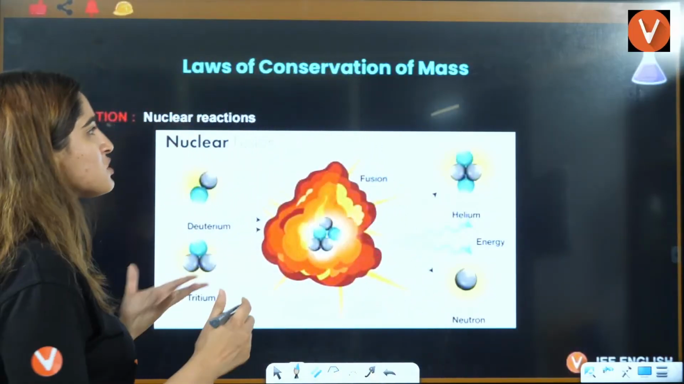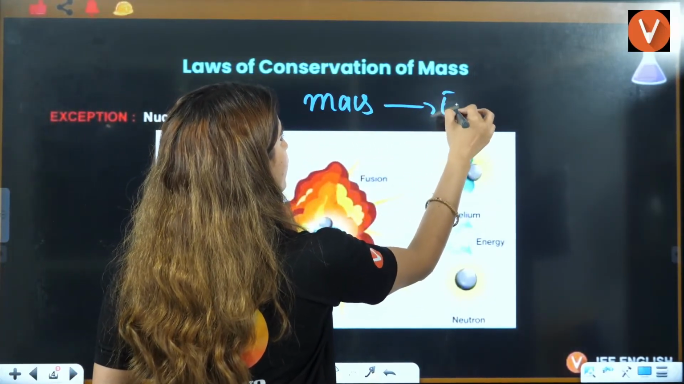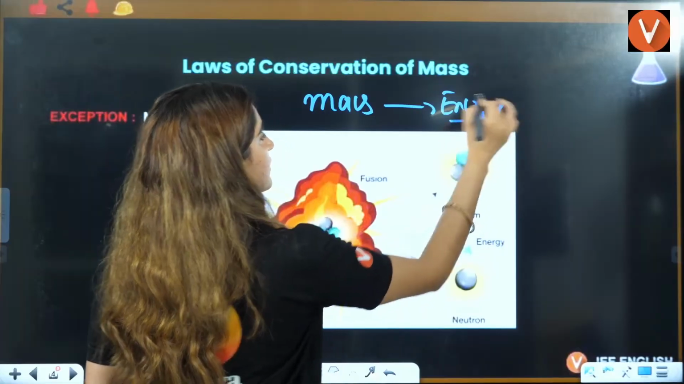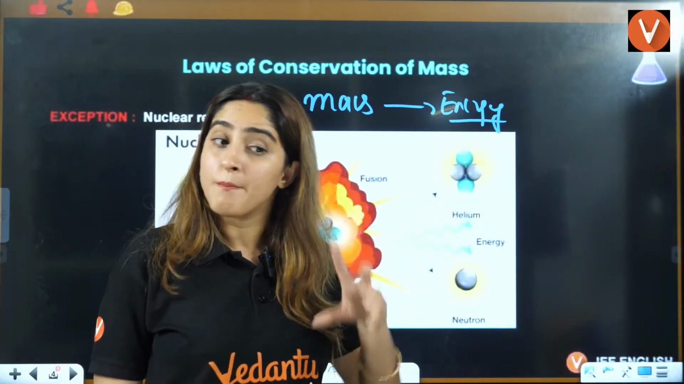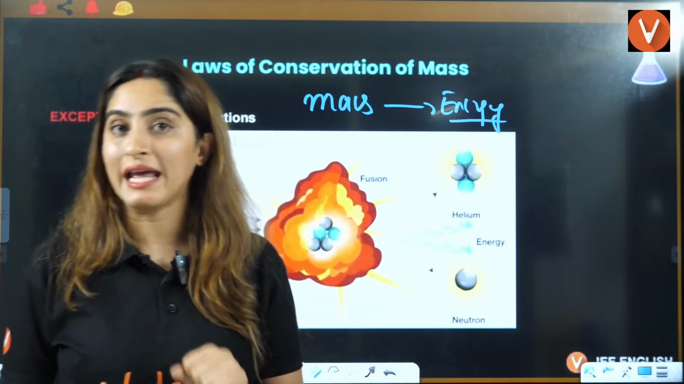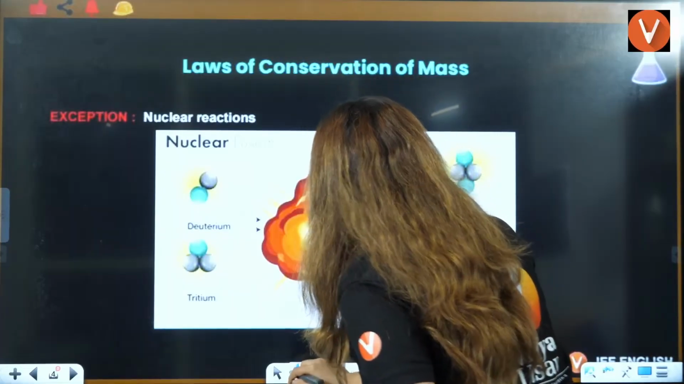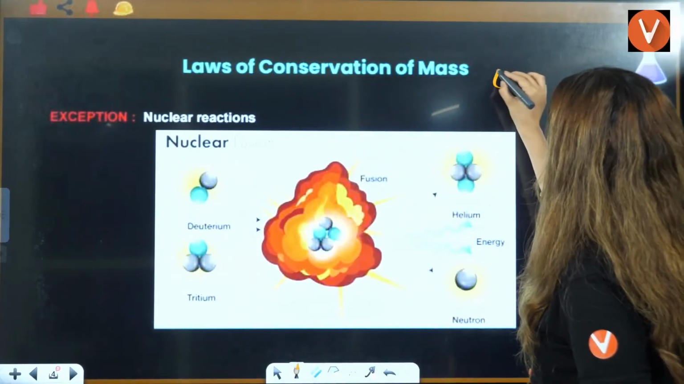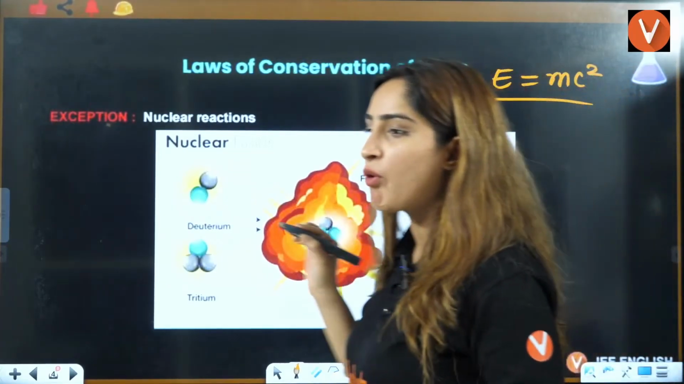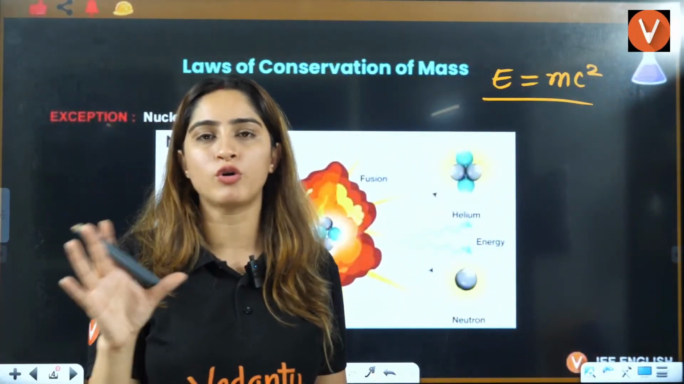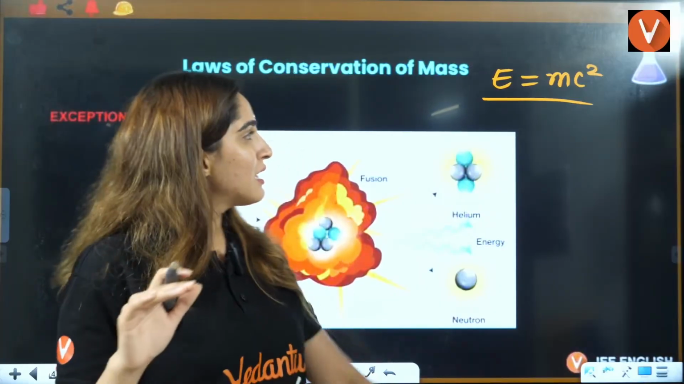Now, you see that you have mass, which is getting converted into a very high amount of energy. That means mass is not getting conserved here. Mass is getting converted to energy. And I know you're thinking, ma'am, is this a physics class? This is not a physics class, but my point is not to have students who are just cramming things here. Let's discuss this.